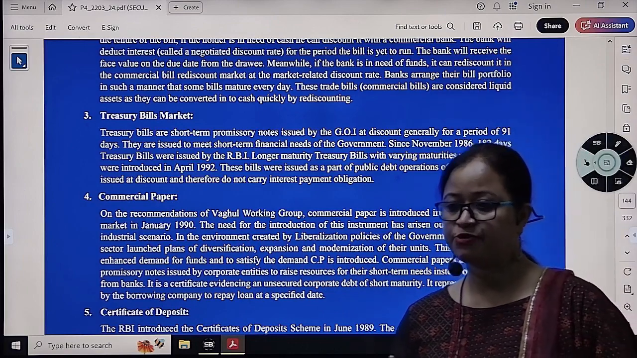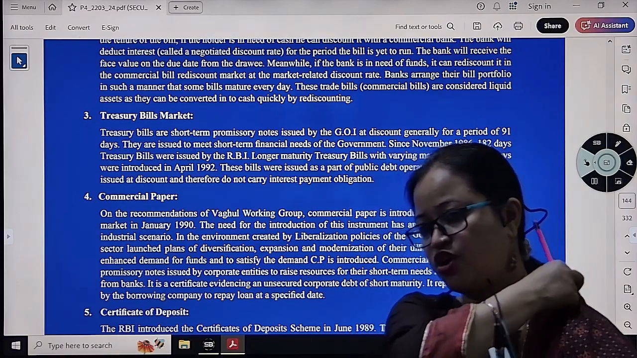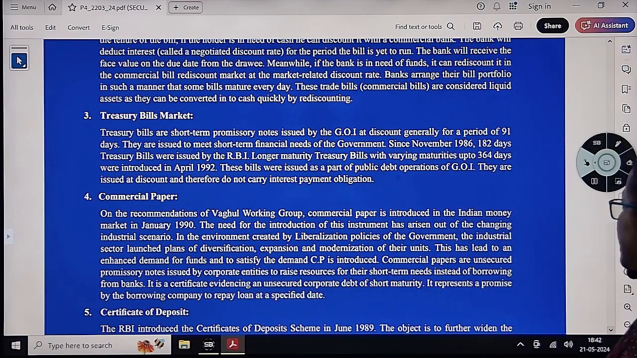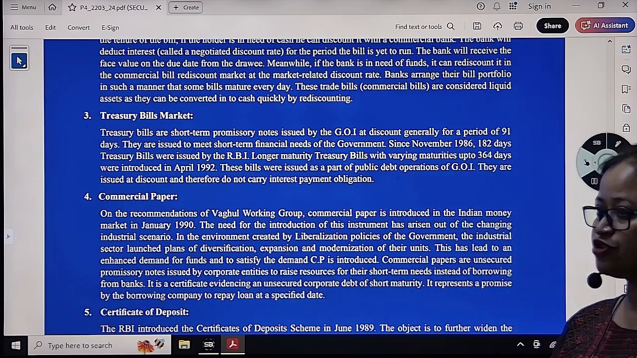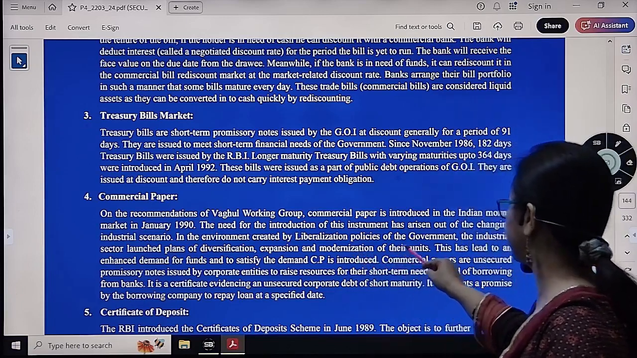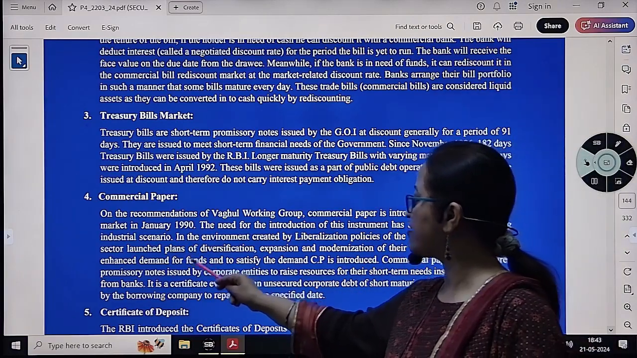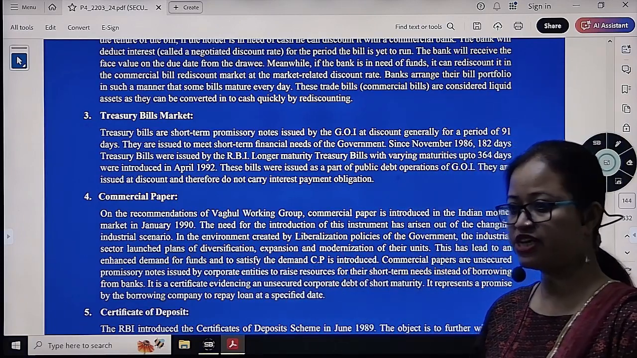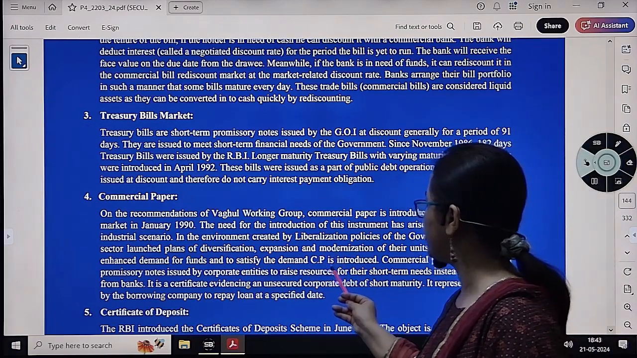So when liberalization came into the picture, when a new economic policy and new economic reforms were introduced, the industrial sector tried to expand their business, diversify their business, and modernize their business. This led to an enhanced demand for funds, and to satisfy the demand, CP was introduced. So that's why more funds were required, and to satisfy that, commercial paper was introduced.